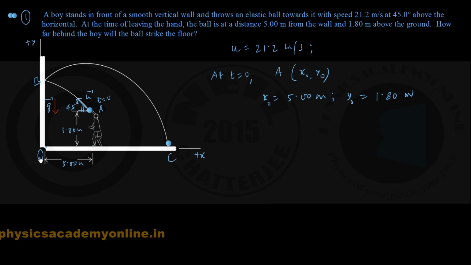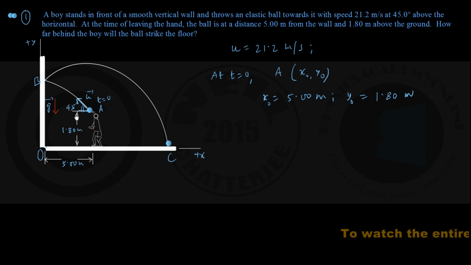We have chosen our origin at this point, therefore this distance and this distance come in the coordinates of the point A. Also, looking at the figure, you can see since the initial velocity vector is making an angle of 45 degrees with the horizontal, I might resolve u into its two components.